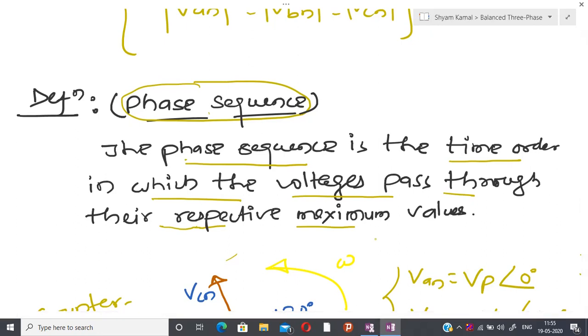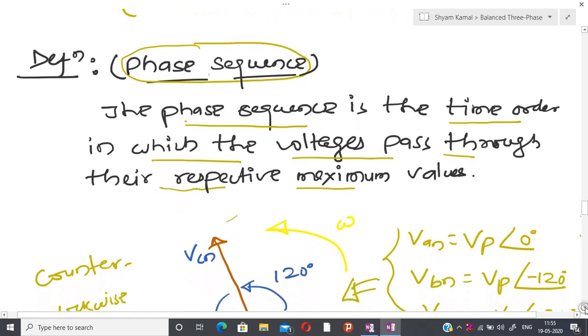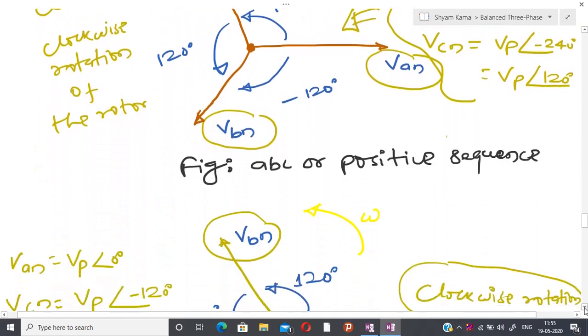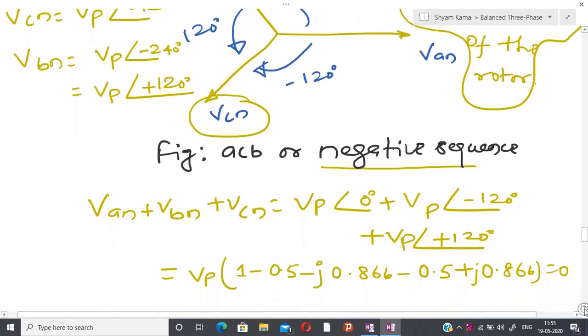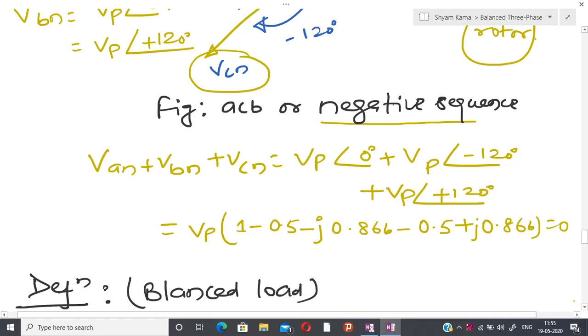Now, after defining this sequence, you may be thinking why I am giving so much emphasis on this particular sequence. Because this sequence is important in three-phase power distribution. It determines the direction of rotation of the motor connected to the power source.